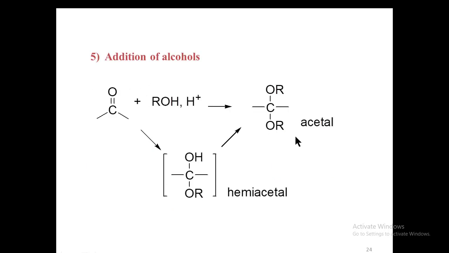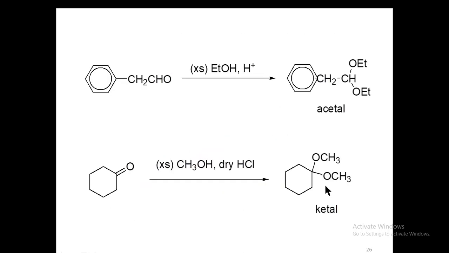Next reaction is addition of alcohols. Now, the addition of alcohol gives us acetal or ketal product. This is acetal, and this one is ketal. Compare the acetal with ketal. You see, OCH3 or ethyl doesn't matter, but here is one hydrogen, here is no hydrogen. This is the basic difference.